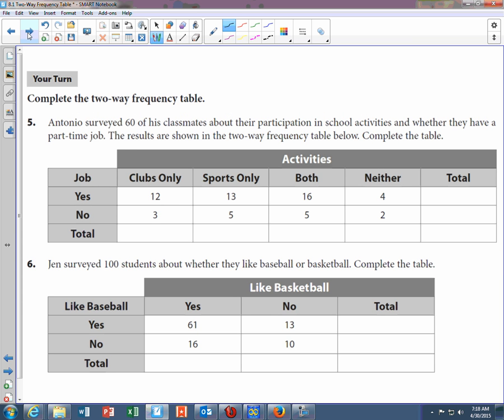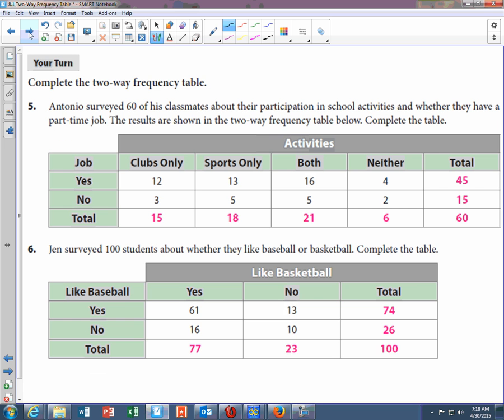So now I would like you to go ahead and do these two tables, which are on the next page. They are on page 349. All right, you should have completed those, and your answers for those are right here. Double check your answers really quick, and then we're going to move on. So pause the video if you need to.